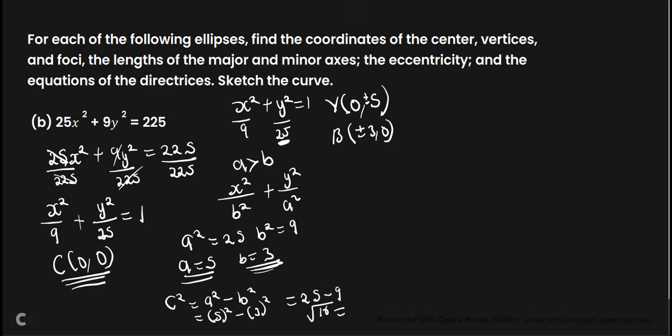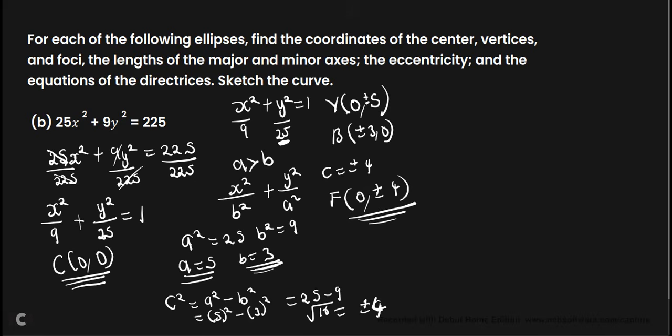What's the answer? Positive or minus what? 4, right? So that is your C. Your C in this situation is positive or minus 4. Let's find the focus. The focus will follow the vertices. It is in the what? It is in the y-axis. So meaning that it will be positive or negative what? 4. Like that, right?